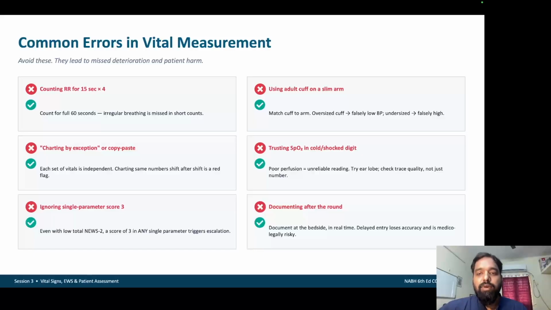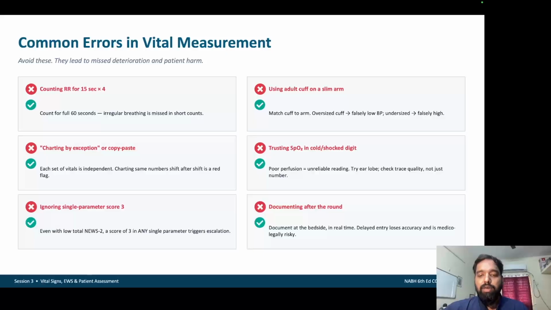Using an adult cuff on a slim arm: match the cuff to the arm. An oversized cuff may give a falsely low BP, and an undersized cuff results in a falsely high BP. Trusting SpO2 in a cold or shocked digit: poor perfusion may result in an unreliable reading. So try an ear lobe probe, check trace quality, or take an average if you are really doubtful and it is life threatening.